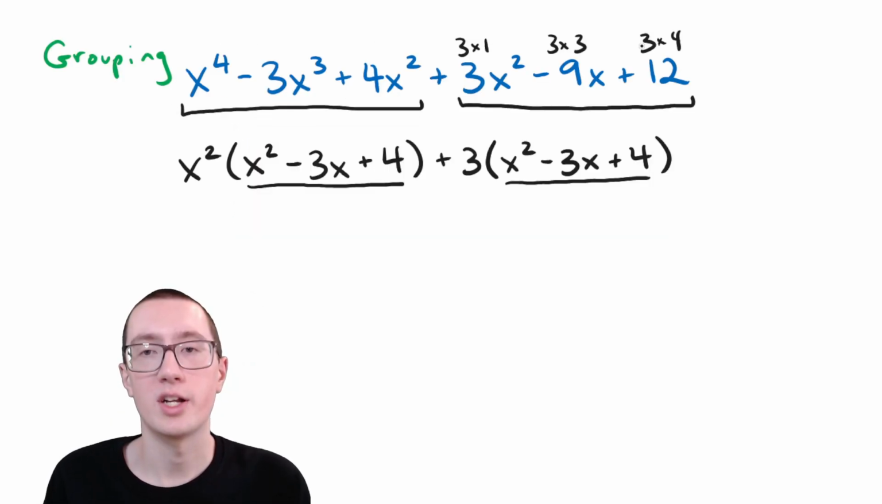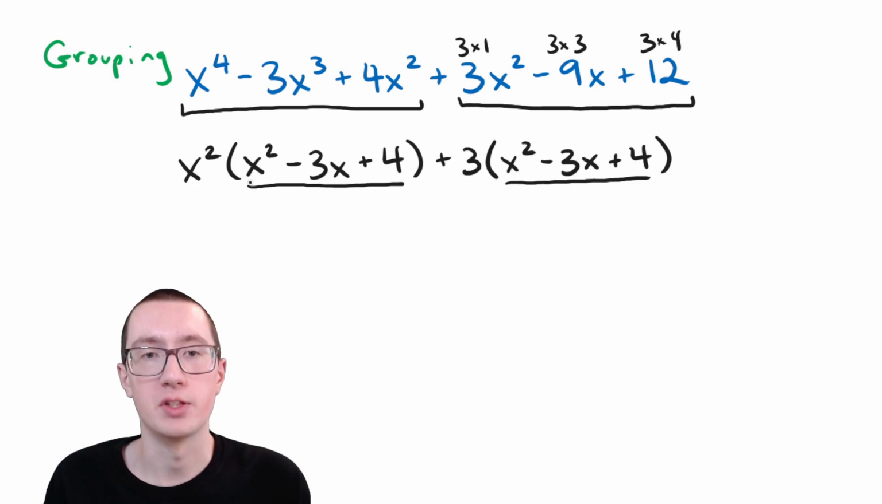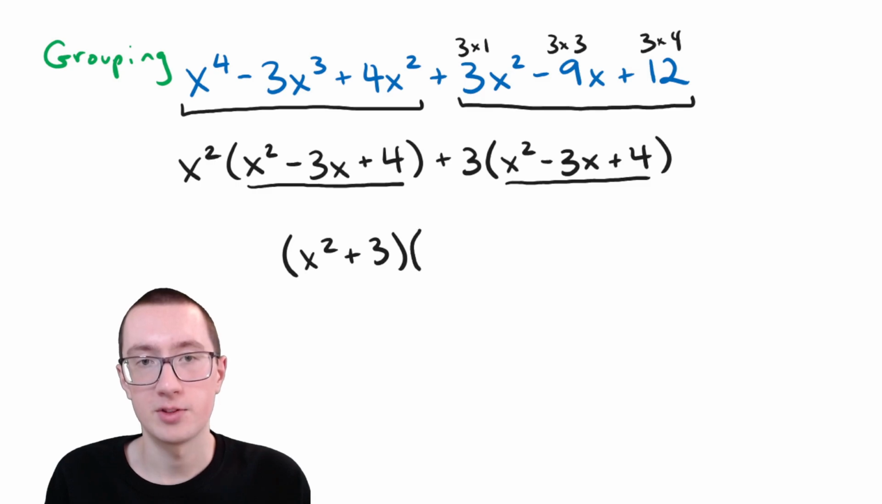But the problem might not already be in this order. You might have to move a couple of things around to get the perfect groups. So it's going to take a lot of experimenting, but just try to group together parts that can have a GCF that you can take out. So because we have the same thing in both of these parentheses, we can actually combine these. And this is basically the same thing as doing combine like terms. So if we imagine x squared minus 3x plus 4 all is just one letter, we can combine these by doing x squared plus 3. So we have x squared plus 3 times x squared minus 3x plus 4.